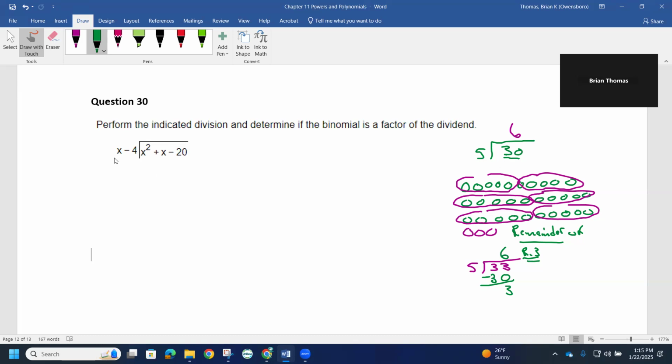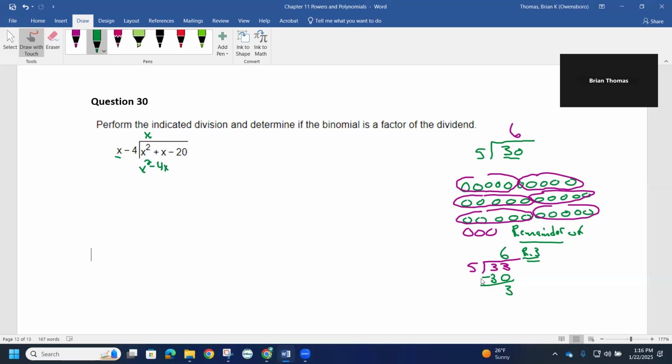So what I want to do is focus on this x and start here and ask myself, what times x is x squared? Well, I would need another x. x times x is x squared. So x minus 4 is going to go into x squared, x times, if you will. So I multiply this x times this binomial and bring it underneath. x times x gives me this x squared, and then x times negative 4 gives me this minus 4x.